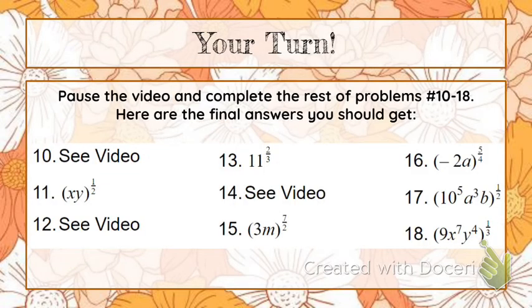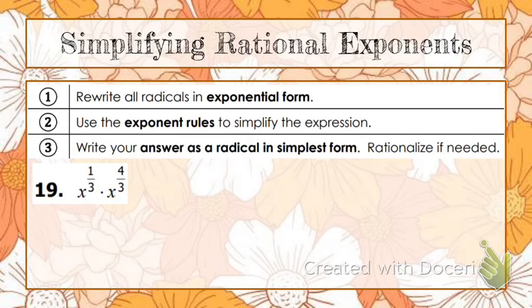So you can go ahead and pause the video again and finish numbers 10 through 18. Hopefully they won't take you very long. And then we will move on to simplifying rational exponents. And there's a little bit of a process to this, but really it's a lot of what you've already been doing. It's not super different.